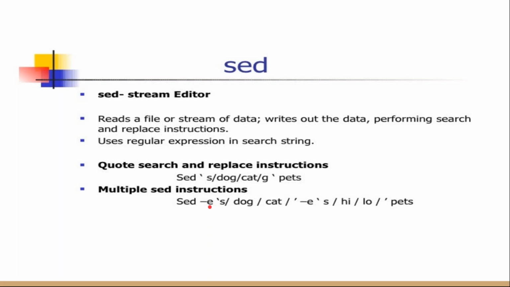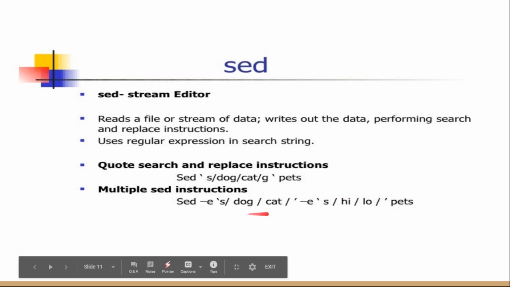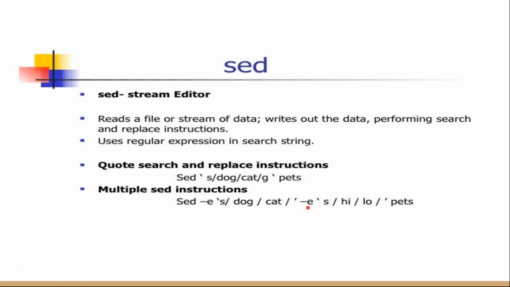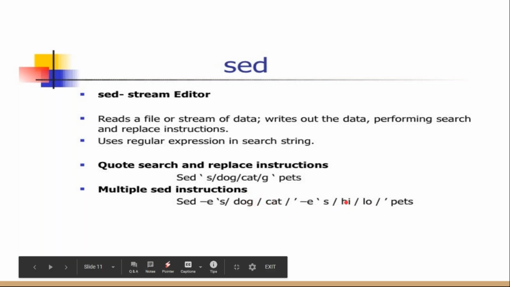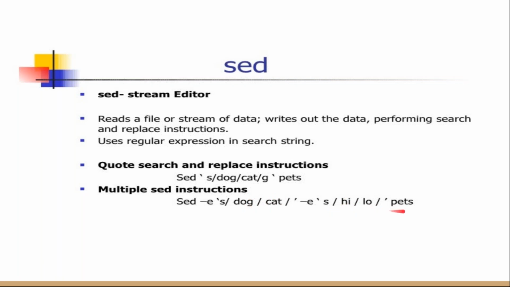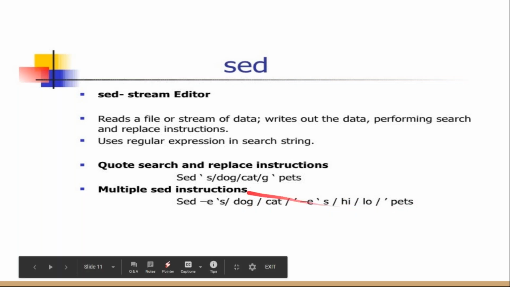Generally, if you want multiple actions, go for the options enabling multiple actions. If you want multiple searches to be done in one go, then go for the E option. For example, search for cat or dog, and similarly search for hi or low, and replace them with pets. So that means multiple patterns. For multiple patterns, you use the option E, enabling multiple expressions. So this is one expression: search for a word dog or cat. Search for hi or low and replace with pets.